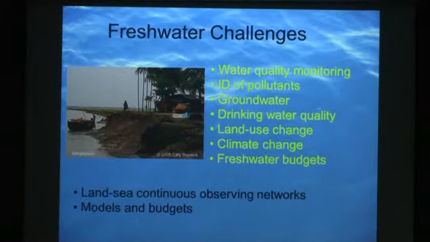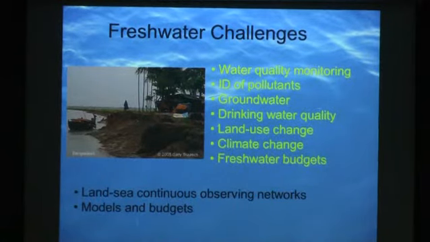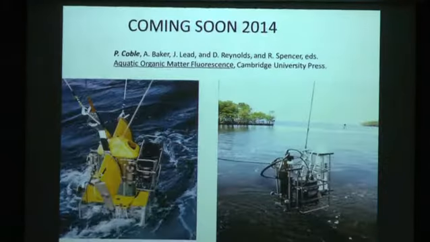There's a lot more organic matter coming off now that the permafrost is melting and eroding. So there have been studies in England and in Scandinavia showing that the CDOM is increasing with climate change, and that's influencing the light budgets in the local coastal waters, which is important, and freshwater budgets. But the nice thing is that with these land-sea continuous observing networks, it's really easy to measure this routinely and quickly, and now it's being used in some models and budgets.